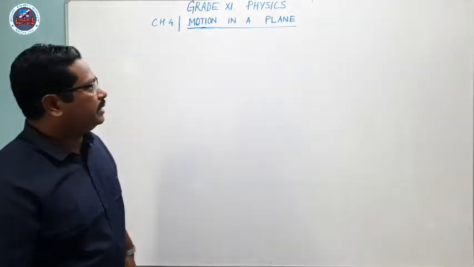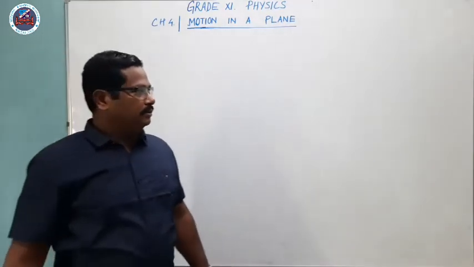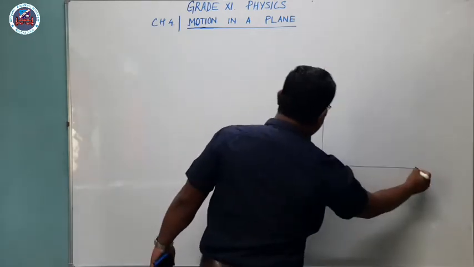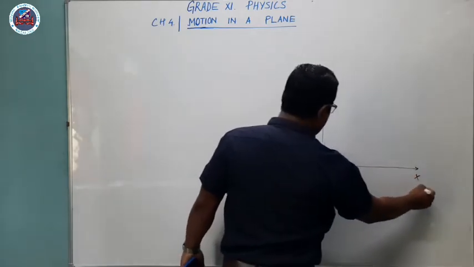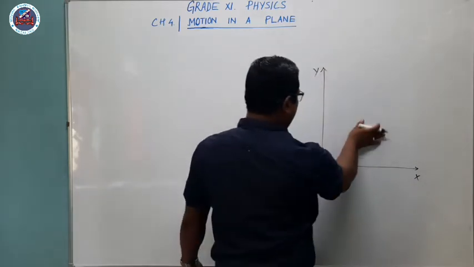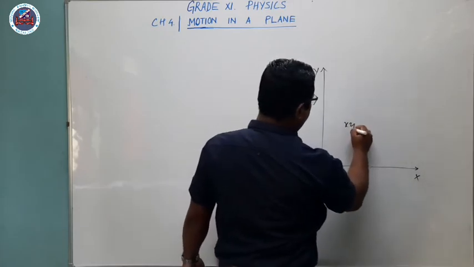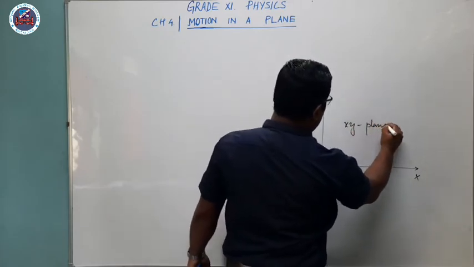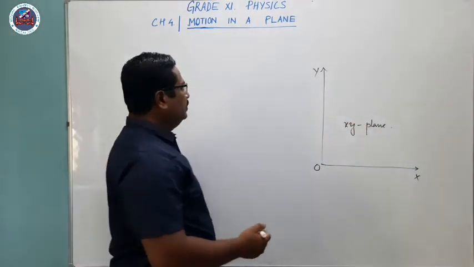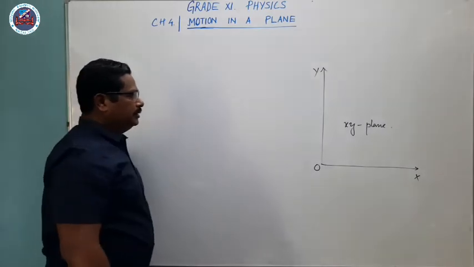Today we are going to start this chapter, motion in a plane. Earlier I said that whenever we take coordinates like this, this is the x-axis, this is the origin, this is the y-axis, then a plane is formed here. It is called our xy plane. So to study the motion of objects in a plane, we are going to attempt it in this chapter.